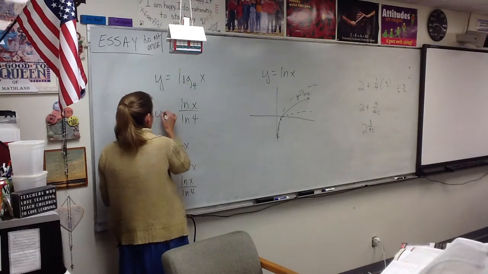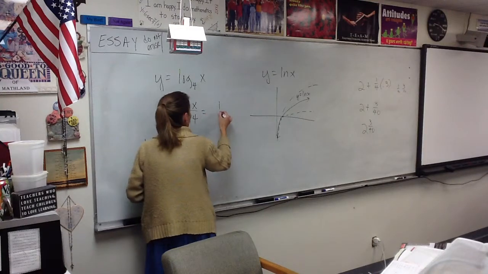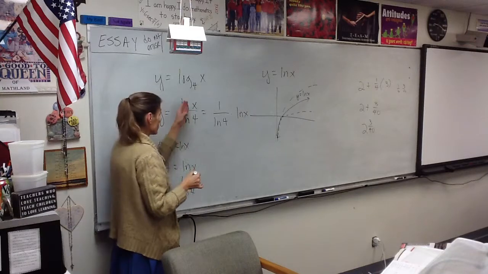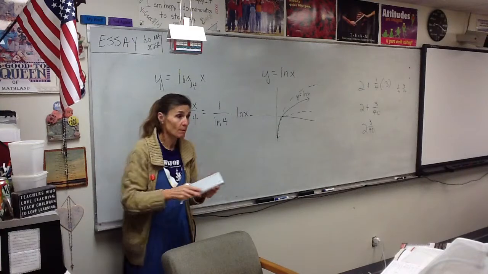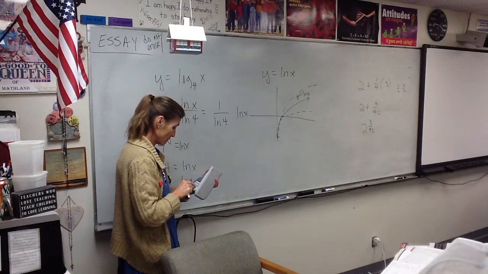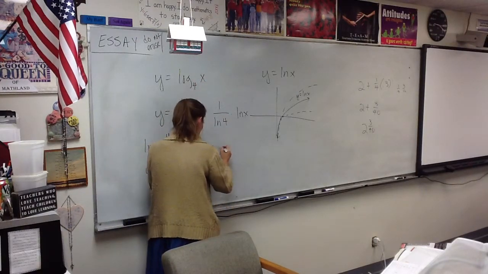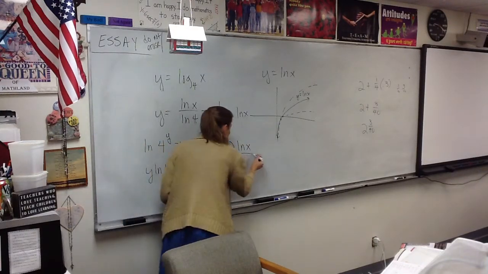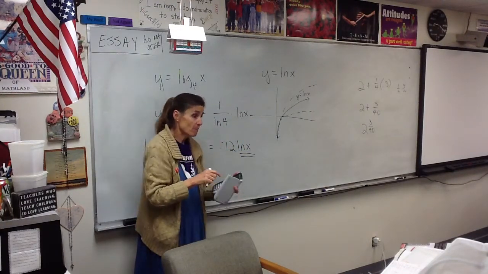So this equation can be rewritten like this, which is 1 over ln 4 times ln x, if you just separate that fraction. Now, what's 1 over ln 4? It's just a number. What is that number? 1 divided by ln 4 is 0.72. So this equation is the same as 0.72 ln x. In other words, you're taking your ln x curve and you're multiplying it by 0.72.